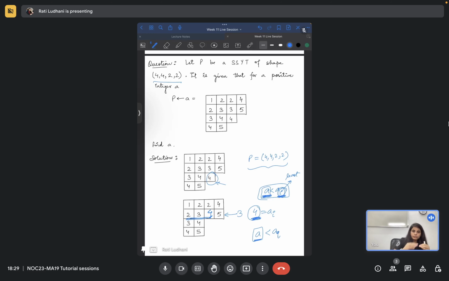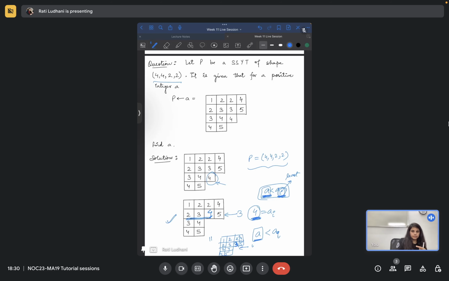Right? And this happened, so we are just reversing the process and we are writing in the form of a only. So this is equal to what I wrote earlier. Okay, so 1 2 2 4 2 3 4 5 3 4 4 5. So here this 3 is this, and now 4 must have been inserted here. So is that clear, this part?